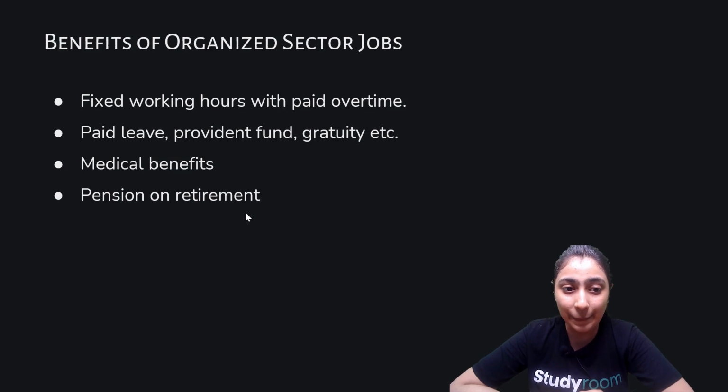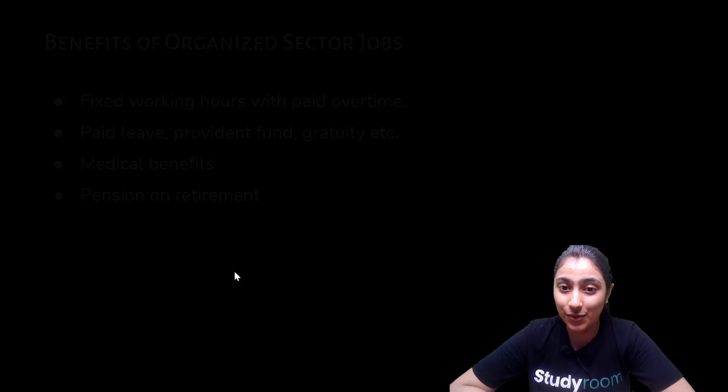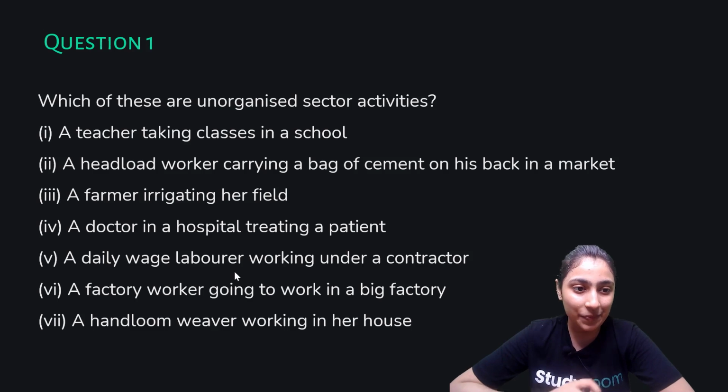Now next is paid leave, provident fund and gratuity, etc. Medical benefits, pension on retirement. Our farmers are very old. Some are very old if you go to villages or in Punjab. Some are very, very old farmers and they are still working. There is no pension on retirement. There is not even a word for these kind of benefits when it comes to unorganized sector.